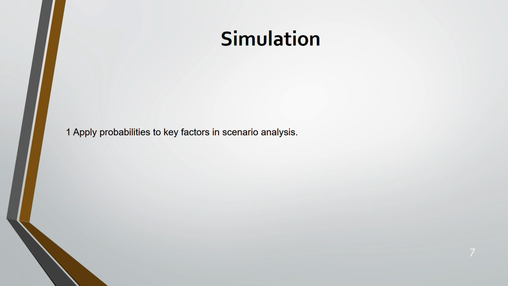Then we are moving on to simulation. What is simulation? It's like you're feeling the real-life scenario. You are having a look at it without it actually occurring. You can do this by applying probabilities to key factors in scenario analysis. You put in a scenario, you assume you are currently in that scenario, and then you take the actions you're supposed to take based on that scenario. So this is like prediction only. You apply probability. Next, you use a random number to select a particular scenario and then calculate the outcome.